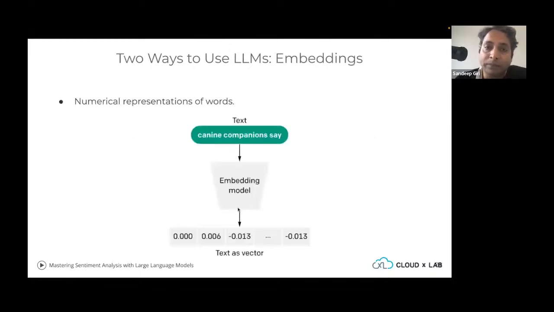Now, the other way is by converting text into numbers. That's called embeddings, text embeddings. You give it a text, say "canines companions", and this is the text you're feeding the model, and it will generate a bunch of numbers. This is a list of numbers. We don't know what this first number means, or what this second number means, and so on. Now, how big is this list? It depends upon which model you are using.